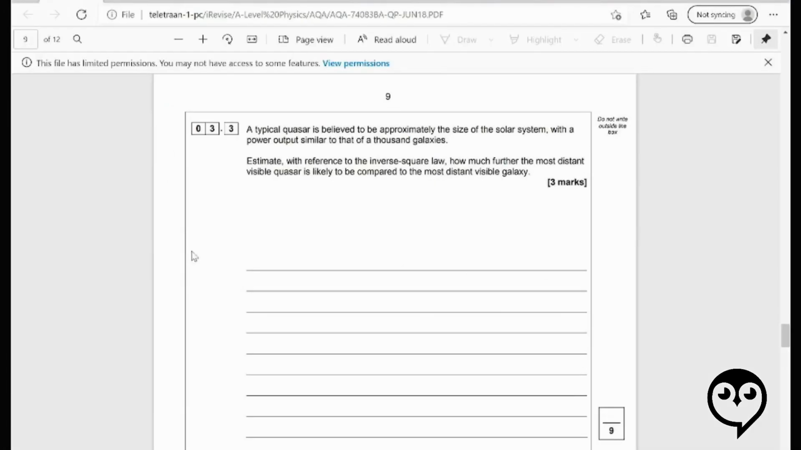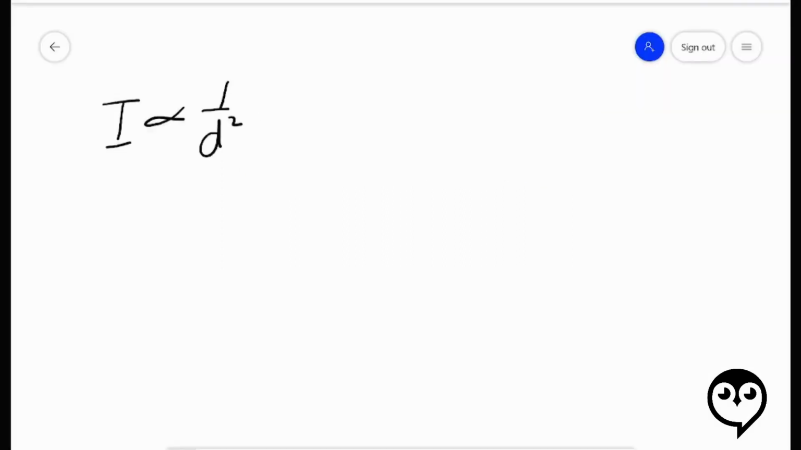Last part of number 3 here. A typical quasar is believed to be approximately the size of our solar system, and it's got a power output of about 1,000 galaxies. Estimate, with reference to the inverse square law, how much further the most distant visible quasar is likely to be compared to the most distant visible galaxy. Okay, well, inverse square law, we know that the intensity is going to diminish. It's to do with the inverse square of the distance. So here's our inverse square law.